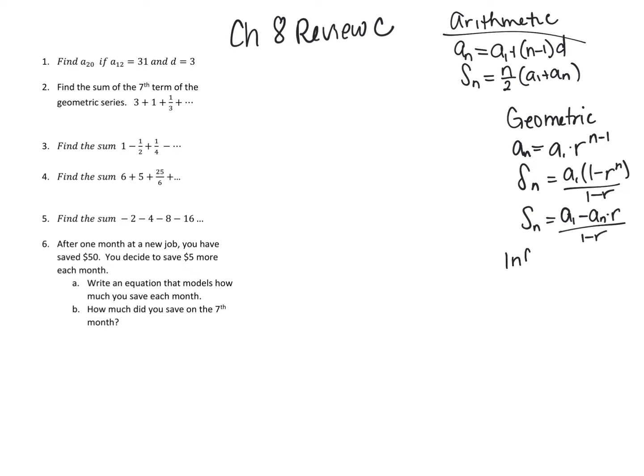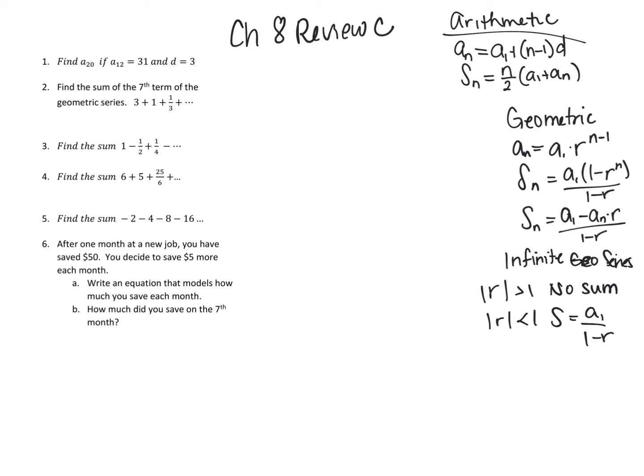And our infinite geometric series: if the absolute value of r is greater than 1, there is no sum. But if the absolute value of r is less than 1, the sum is a1 over 1 minus r.